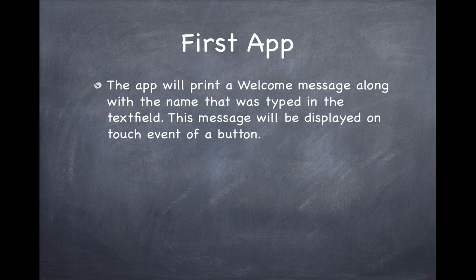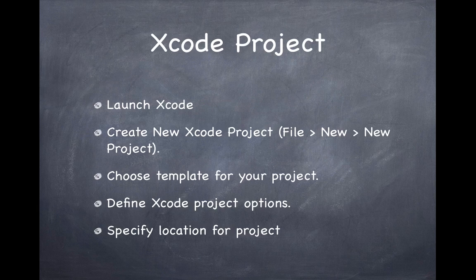So what are we going to do in the first app? This app is going to print a welcome message along with the name that was typed in a text field. This message will be displayed on the touch event of a button. So we are going to launch Xcode, create a new project, choose a template for the project, define some additional options for the project, specify the location for the project, and save the project.